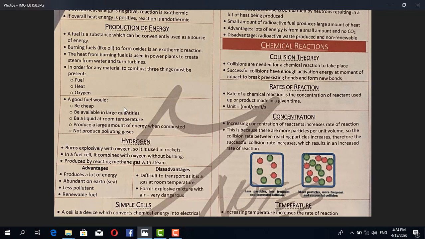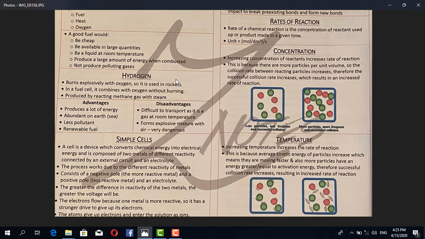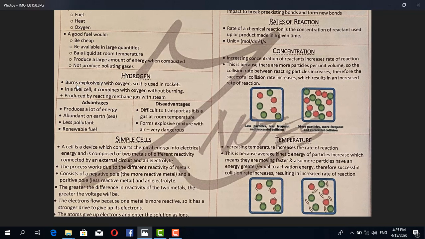A good fuel would be cheap, available in large quantities, liquid at room temperature, and produce a large amount of energy when combusted. That means when actually burnt, it doesn't produce polluting gases. As for hydrogen, it burns explosively with oxygen, so it is most likely used in rockets. In a fuel cell, it combines with oxygen without burning, and it is produced by reacting methane gas with steam.